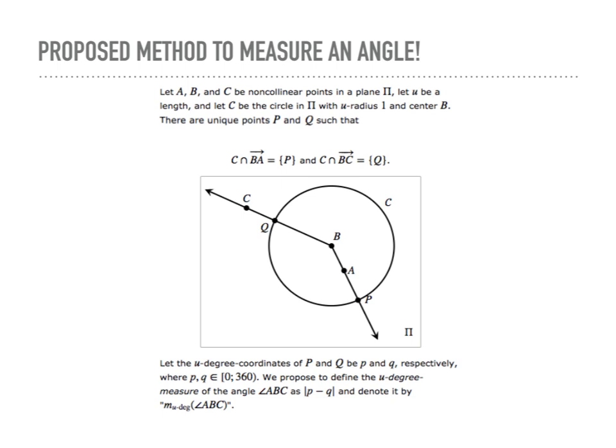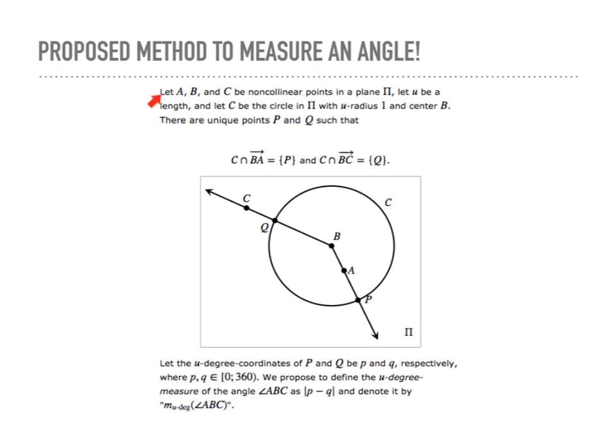So, proposed method to measure an angle, just like what I've been saying. So if I have my angle drawn with the vertex on the center of my circle, I look to see where those sides intersect my circle. So you can see here that circle C intersects ray BA at point P. My circle C intersects ray BC at my point Q. And then we can use the coordinates to find the measure.